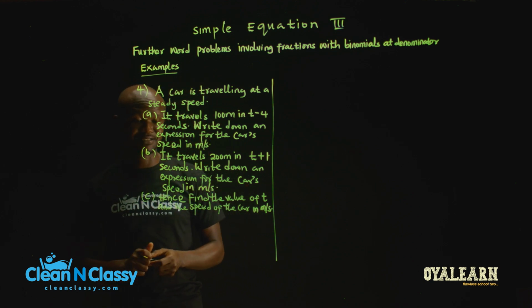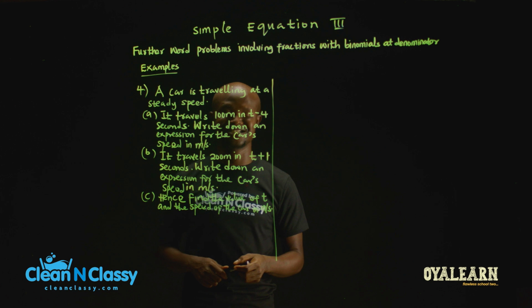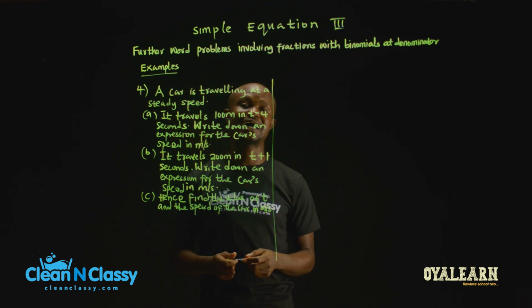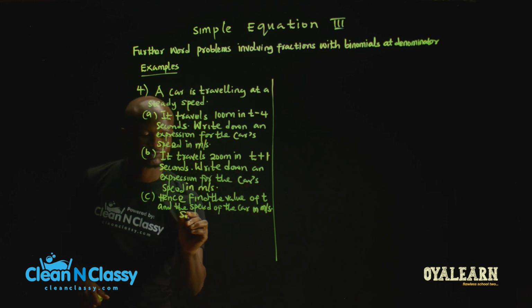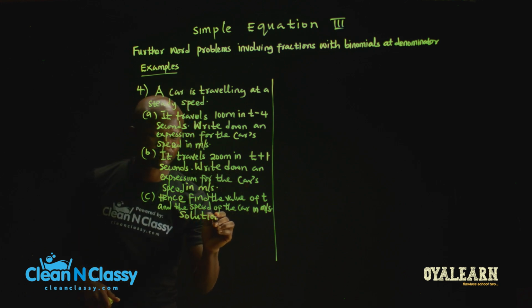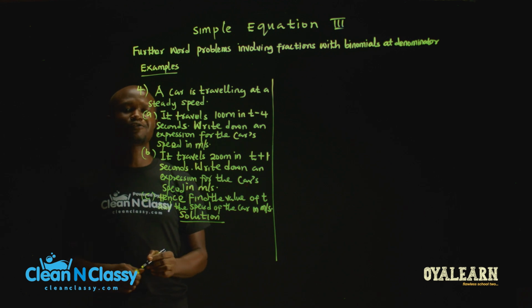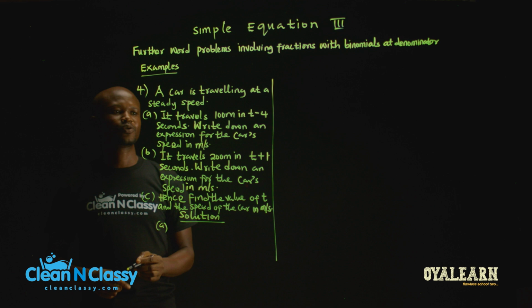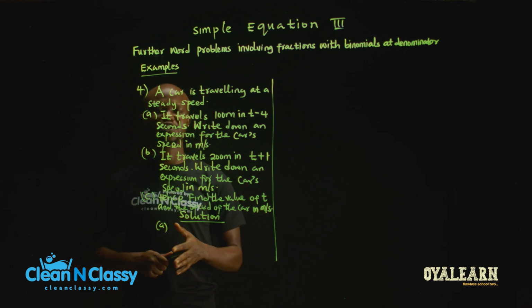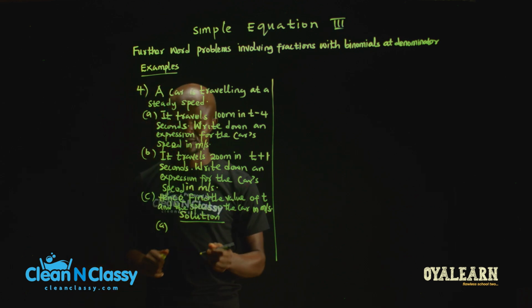C. Hence, find the value of t and the speed of the car in meters per second. Solution. Now for the first part of the question, we want to find an expression for the car speed.